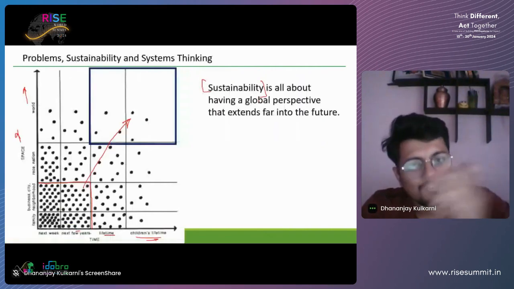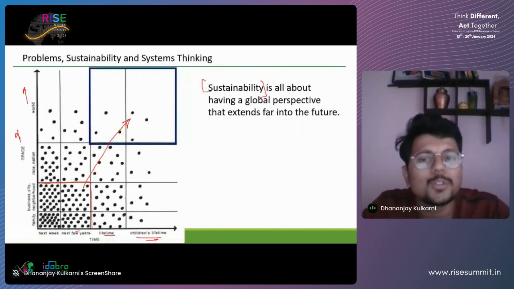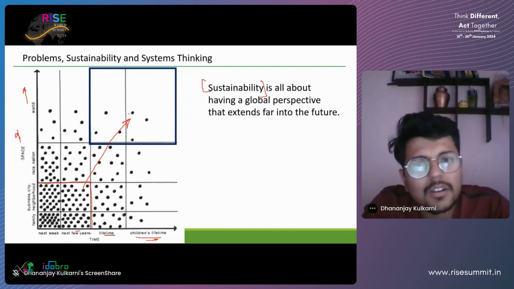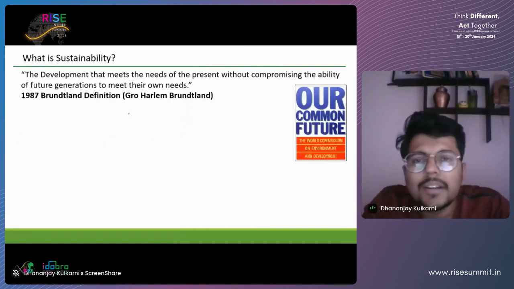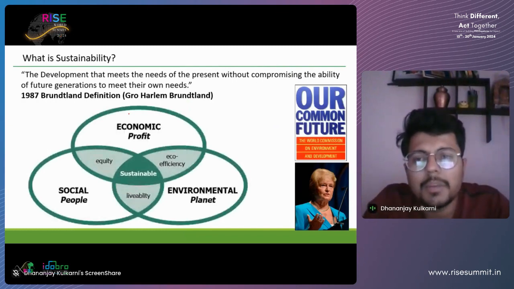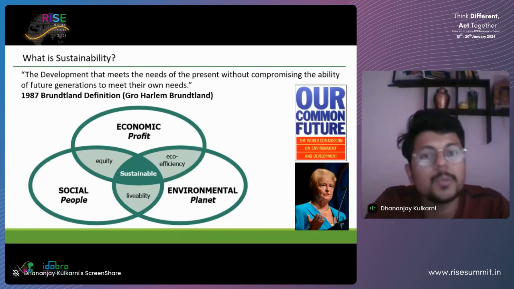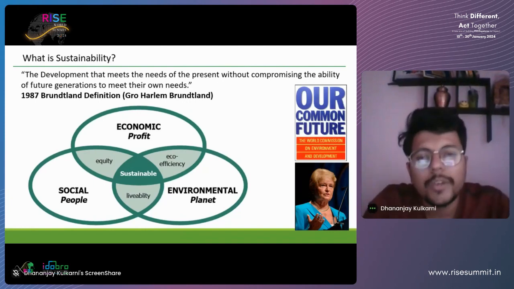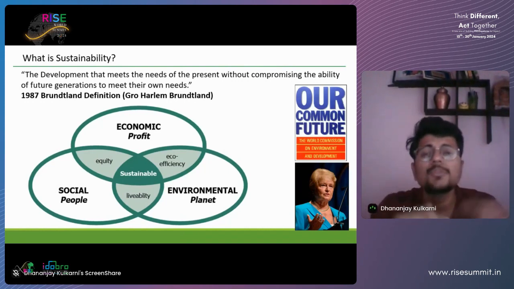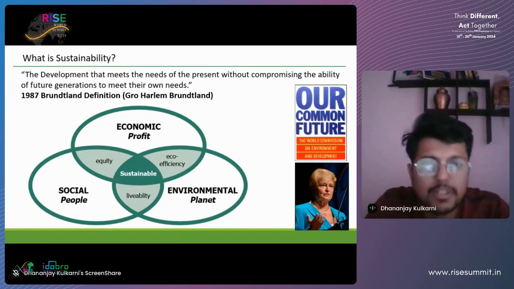So shifting our focus from the bottom left to the top right quadrant, this is all about systems thinking, right? This is the problems perspective. And this is a definition from Our Common Future, the very famous Brundtland report: the development that meets the needs of the present without compromising the ability of future generations to meet their own needs, as you might know. Now the problem is, when we say we want to achieve such development, so that future generations can also meet their own needs, right? In this way we want to do it.